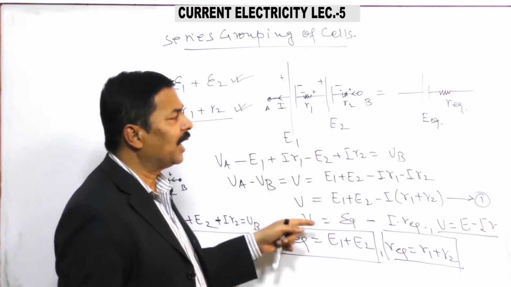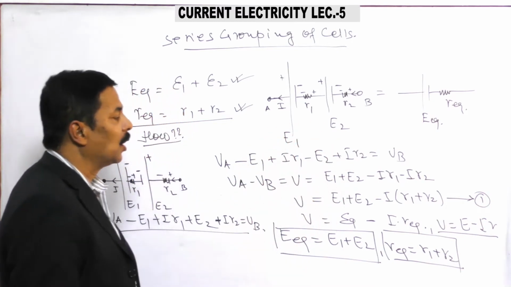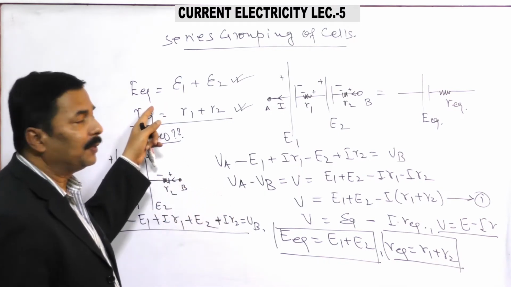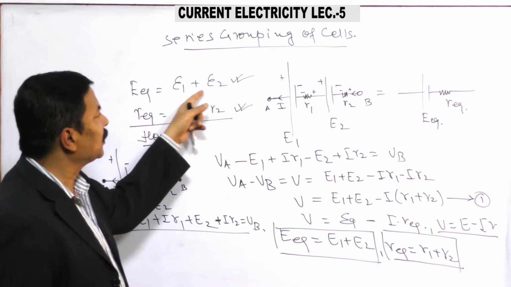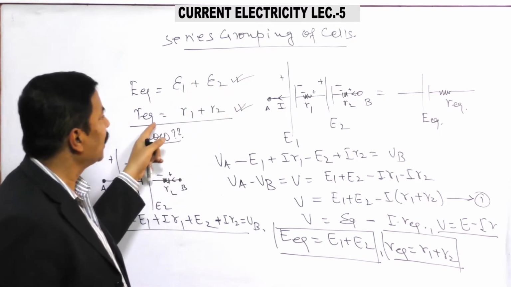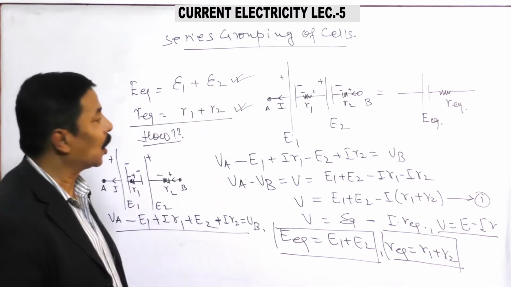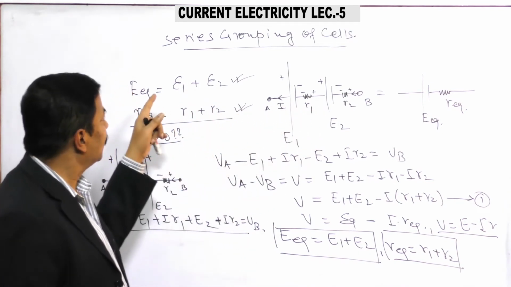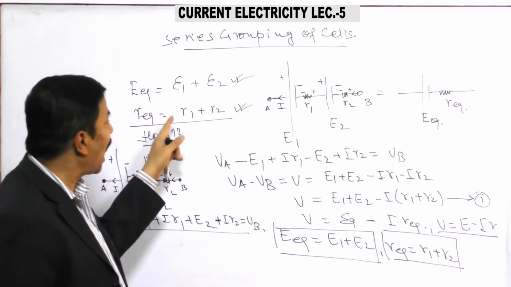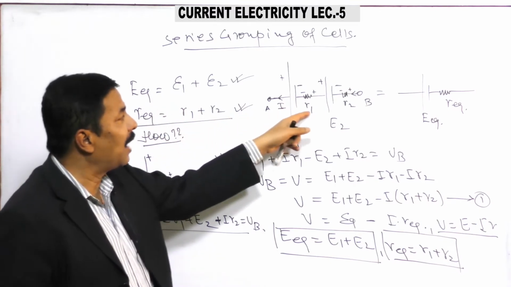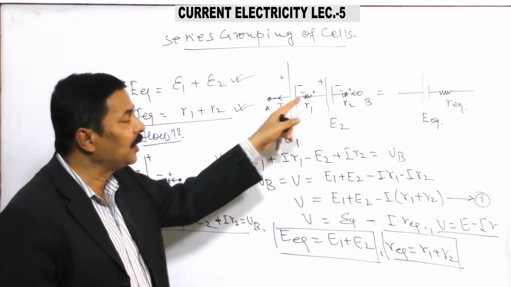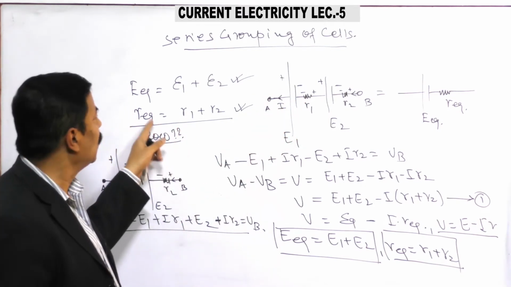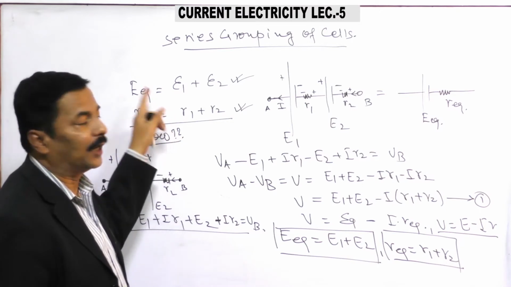So this is the way we discuss the series combination of cells. In series combination, E equivalent is E1 plus E2 plus and so on, and R equivalent is R1 plus R2 plus and so on. When you change the battery polarity, mind it, E equivalent will change, but R equivalent will not change, because R has no effect on the direction of current. R will remain the same, only E equivalent will change.